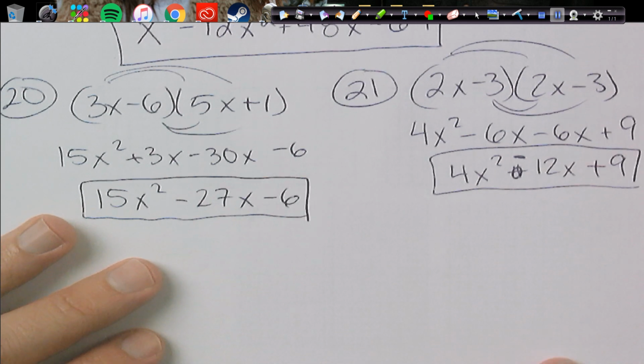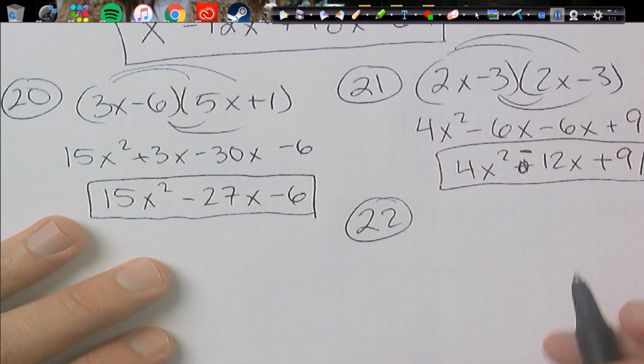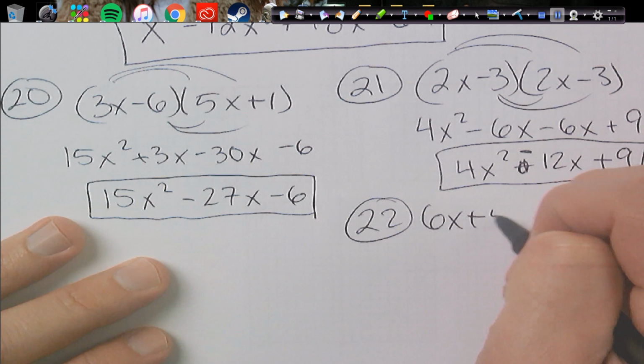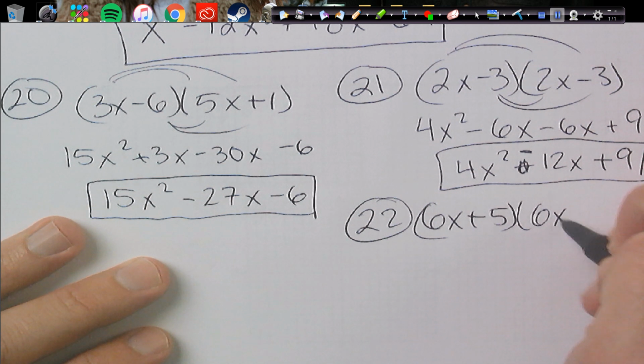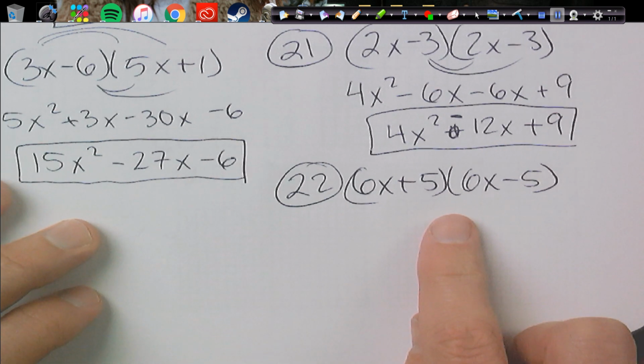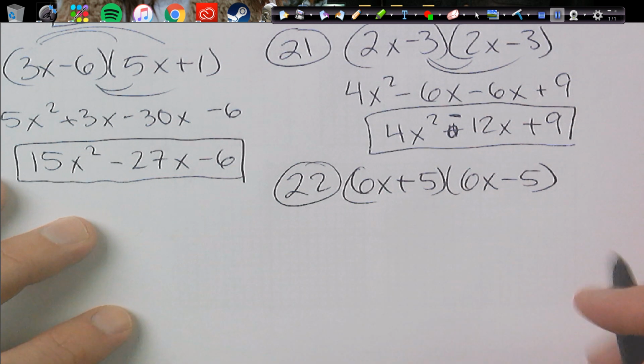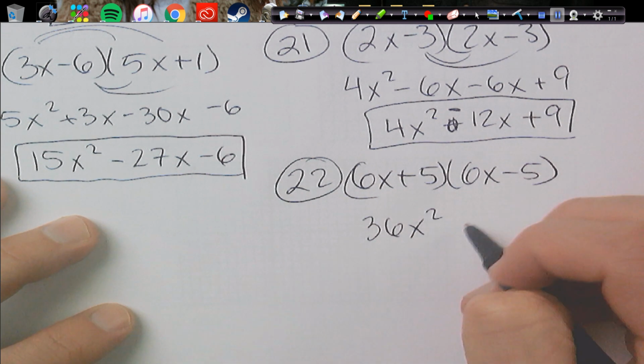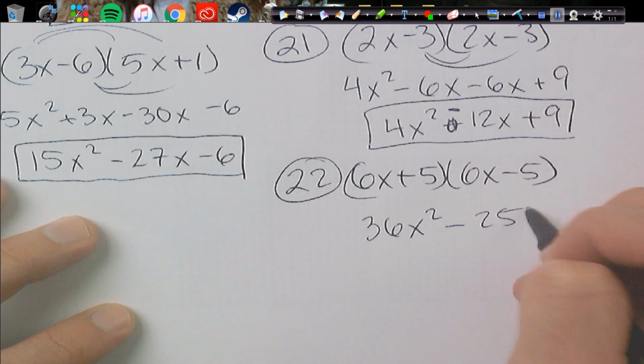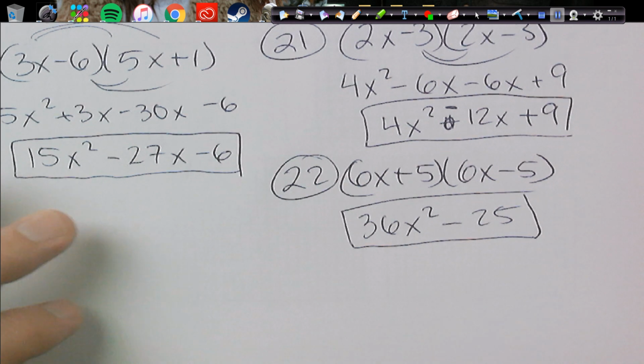And last but not least, 22. There's a shortcut on this one. This one's a difference of perfect squares. So you can actually cancel the middle term out. So it's just going to be 6x and 6x, which is 36x squared minus 25. And that's the video.